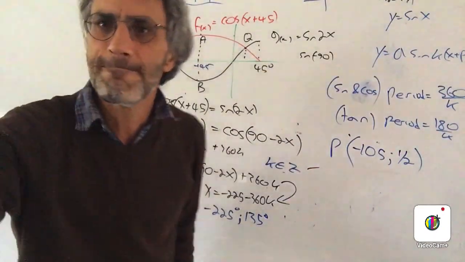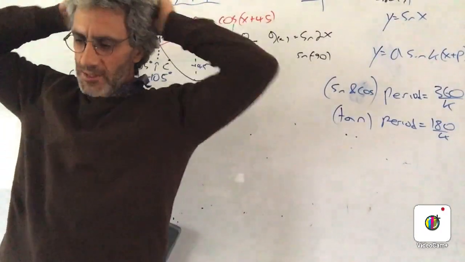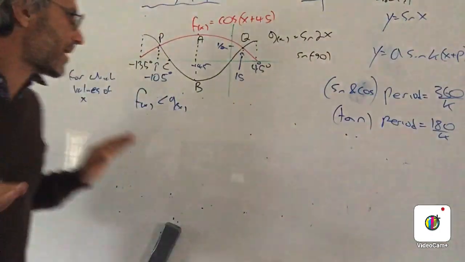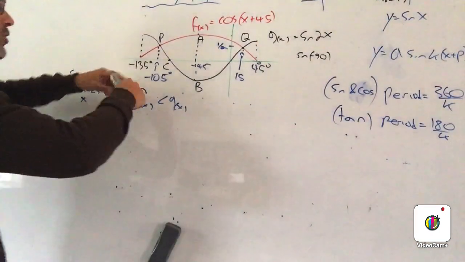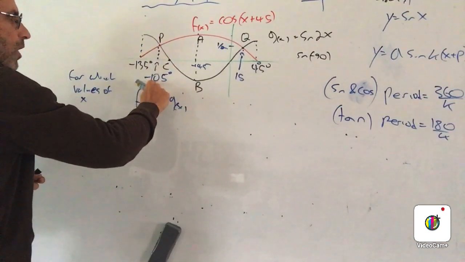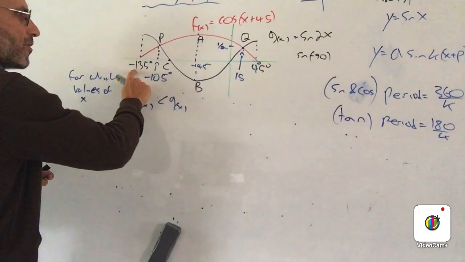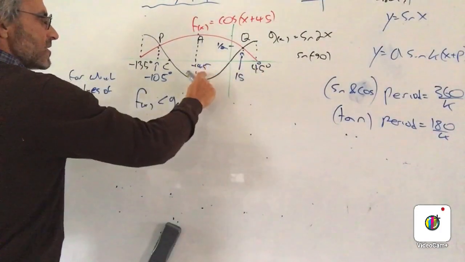We happy with that? Okay, chaps, we're moving on. This was actually the hardest bit. Now it will become a little bit easier. So I've put all the coordinates in. That means this is minus 105. This is minus 135. This is 45. This is minus 45.